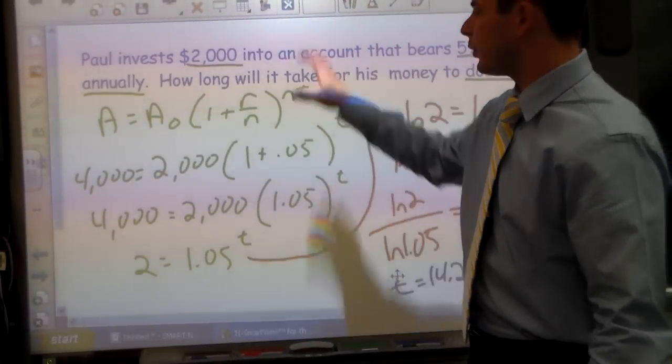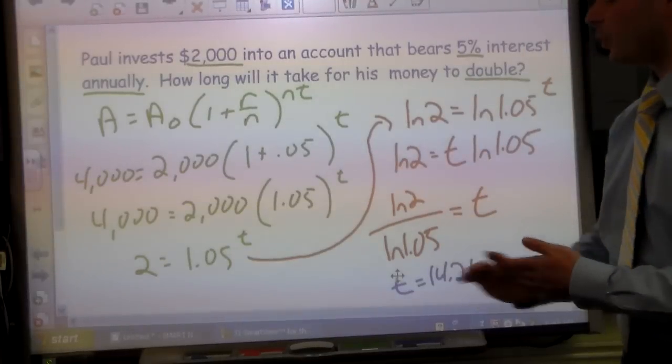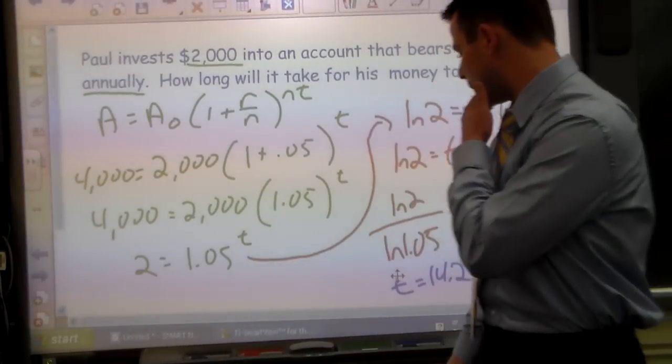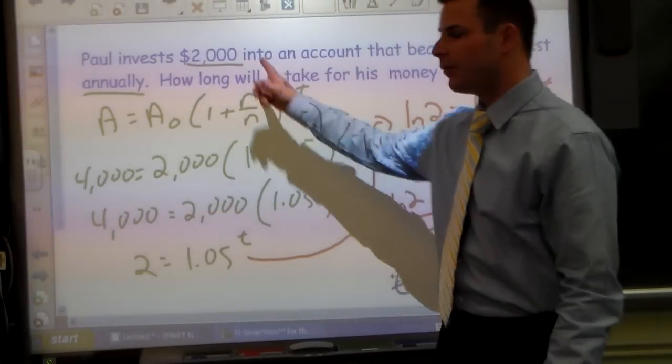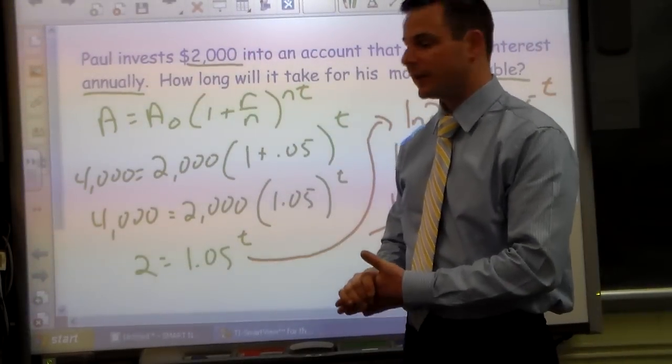Okay, so the initial question was a word problem, so our answer is also going to be a sentence. We're going to say that it will take 14.21 years for Paul's money to double in this account.